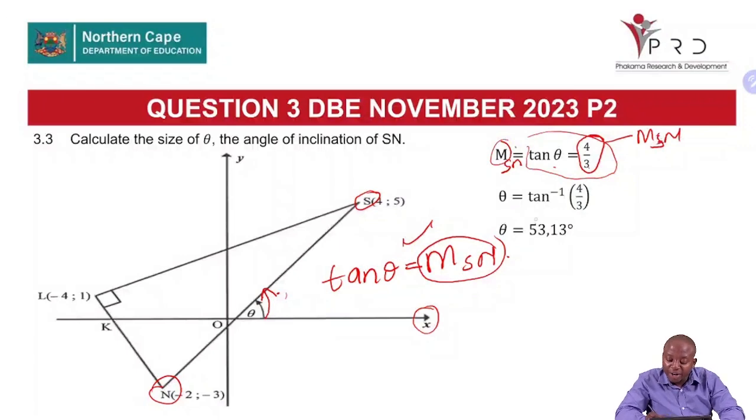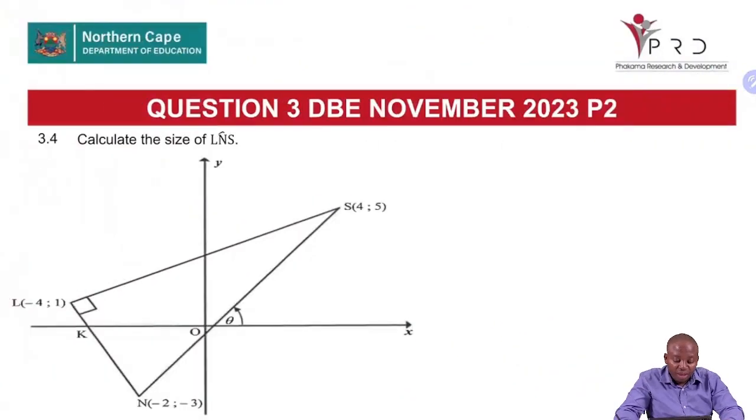Thereafter, we find the second function. The second function of tan theta, 4 over 3, gives us 53,13. So the angle here is 53,13 degrees. Now, let us look at 3.4. 3.4 says, calculate the size of L and S. So we're looking for this angle.